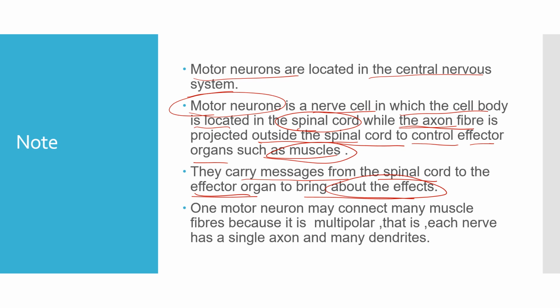Now one motor neuron may connect many muscle fibers because it is a multipolar neuron. That is multipolar, it has many poles. That is, each nerve has a single axon and many dendrites. Many dendrites are connected to the cell body and only one axon is there. So this is the motor neuron. You should know how they act within the spinal cord, how they connect to the muscles, and how they carry messages, and remember this example of the spinal cord getting damaged and the muscles being weakened or paralyzed. Now let us move on to the next one.